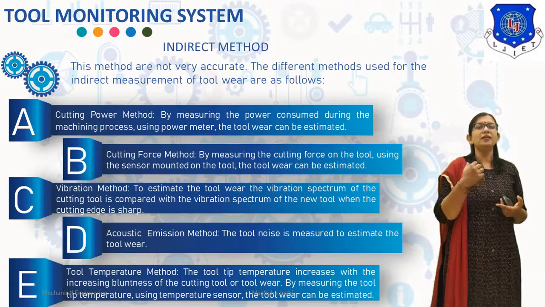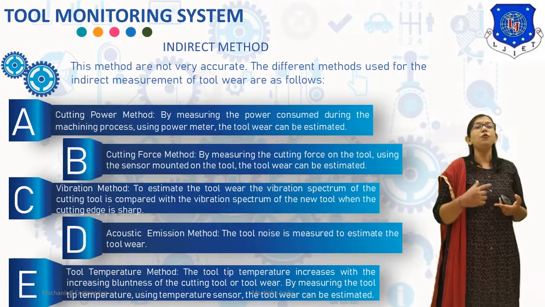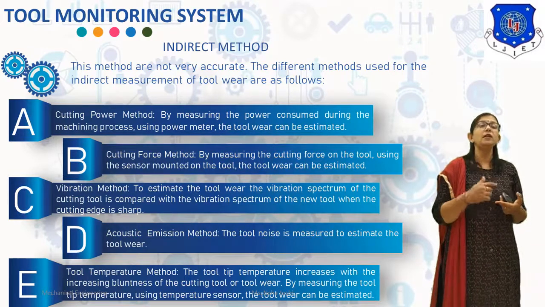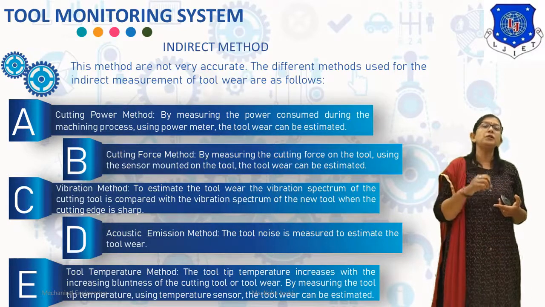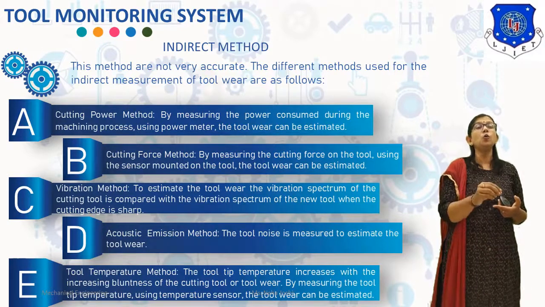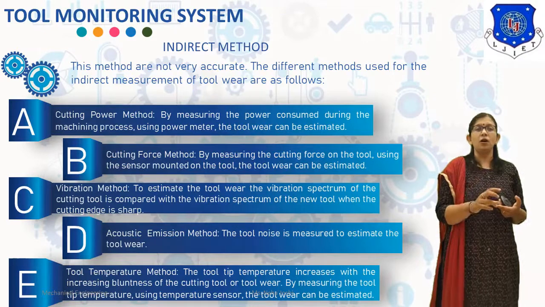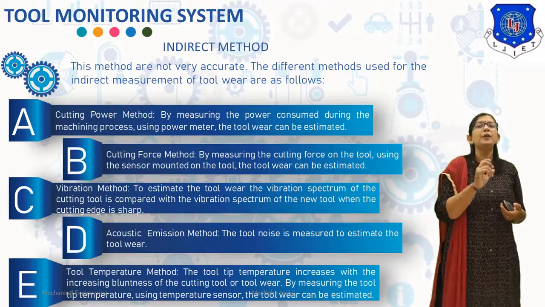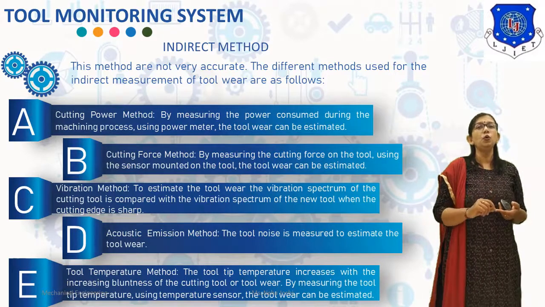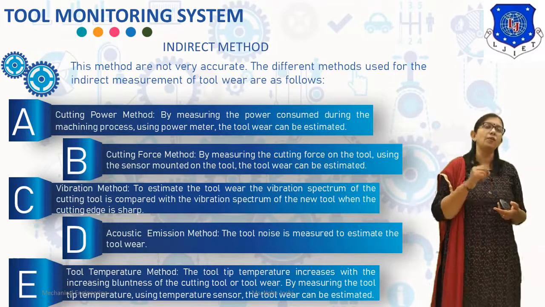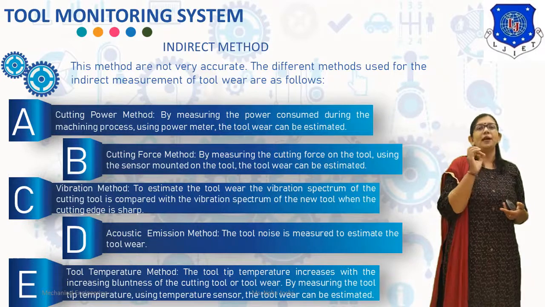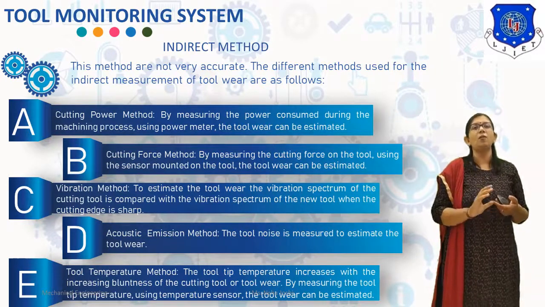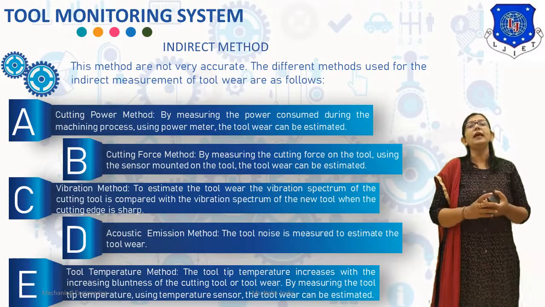The next method is the cutting force method. The cutting force increases with increasing bluntness of the cutting tool. By measuring the cutting force on the tool using sensors mounted on the tool, the tool wear can be estimated. The next method is the vibration method. To estimate the tool wear, the vibration spectrum of the cutting tool, which is either amplitude or frequency, is compared with the vibration spectrum of the new tool when the cutting edge is sharp.